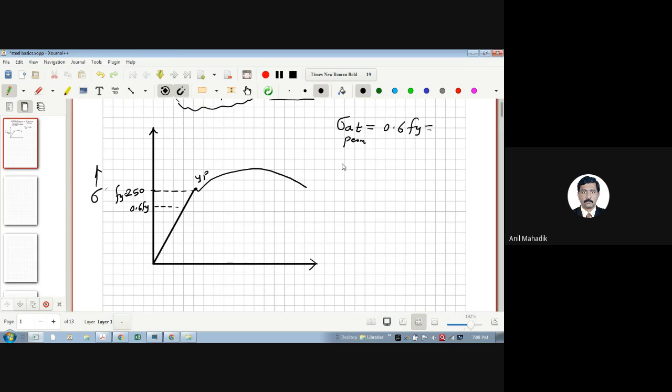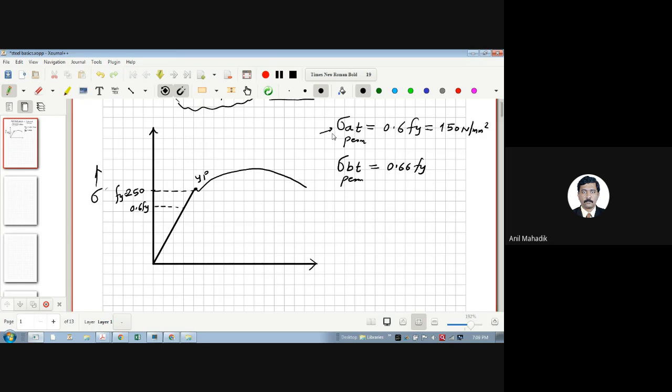Then bending stress, so sigma B T, bending tension generally. The permissible stress is 0.66 Fy. If Fy is 250, what will be this value? Yes, 150 Newton per mm square. This is the permissible stress in tension.